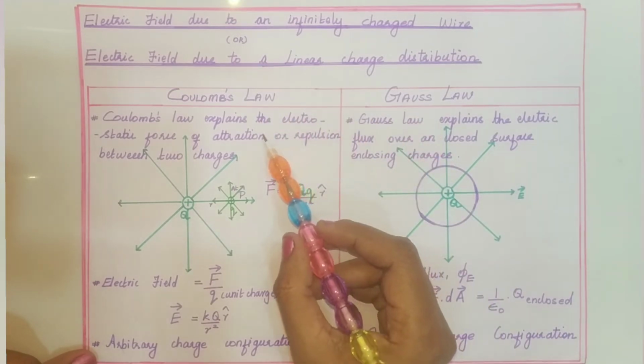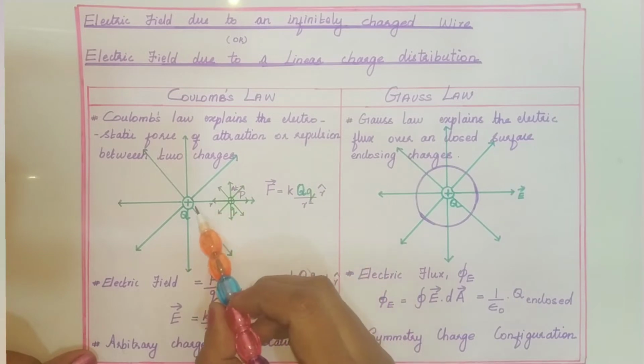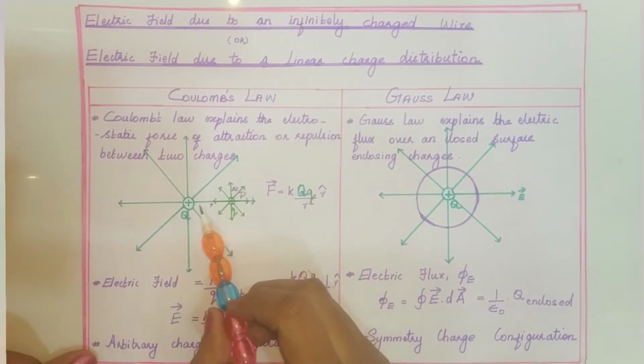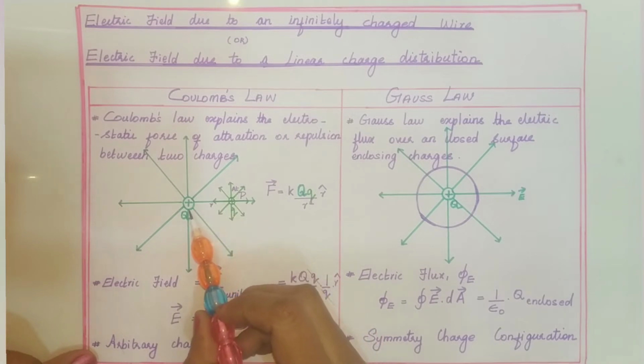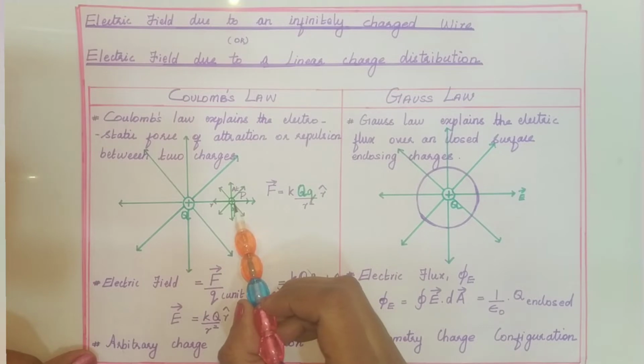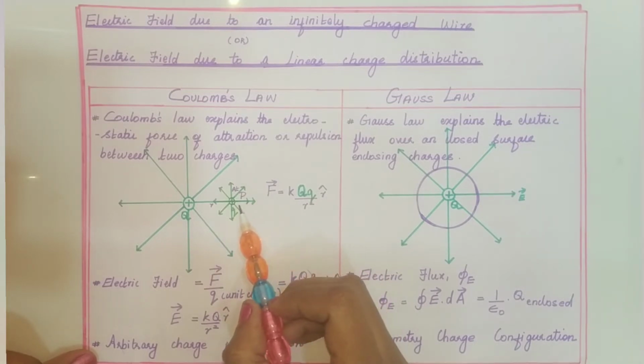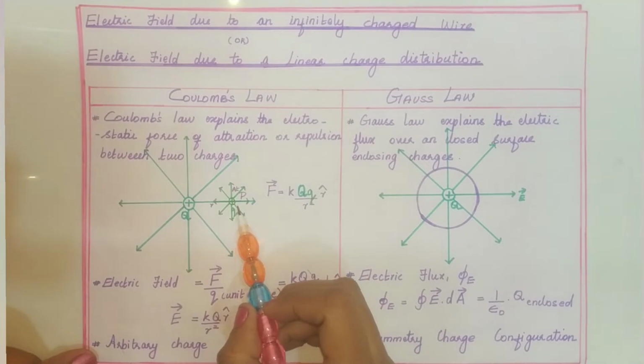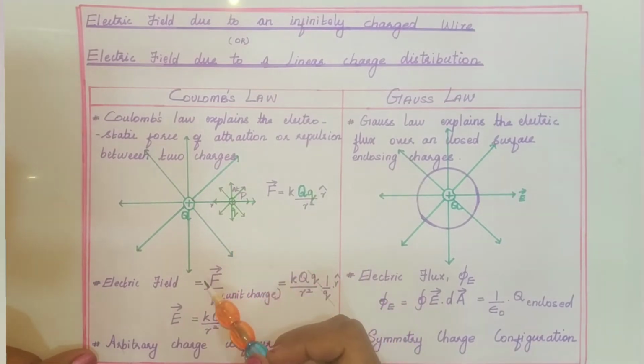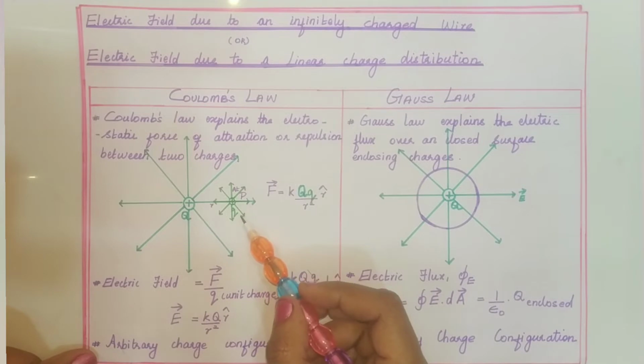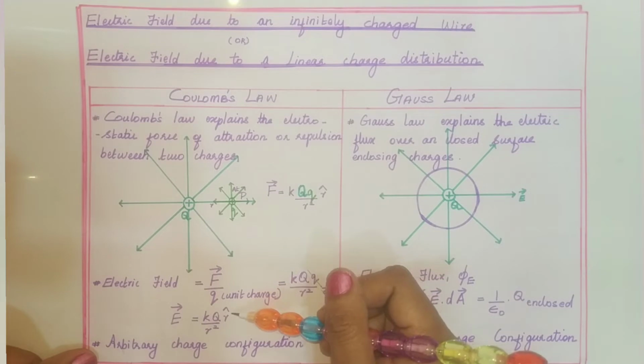Coulomb's law explains the electrostatic force of attraction or repulsion between 2 point charges. Isn't it? I have a strong source charge here and a unit charge here. What is the force of repulsion? Force of repulsion is given by F is equal to K Q by R square R unit. Now what will be the electric field? F vector by the unit charge. So E vector will be K Q R unit by R square.